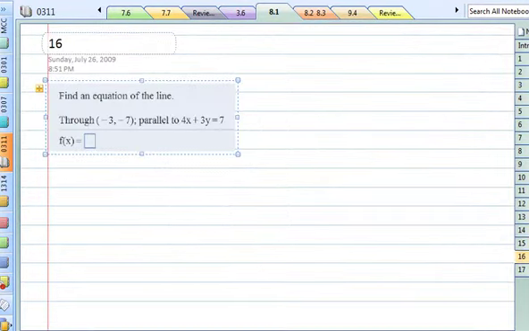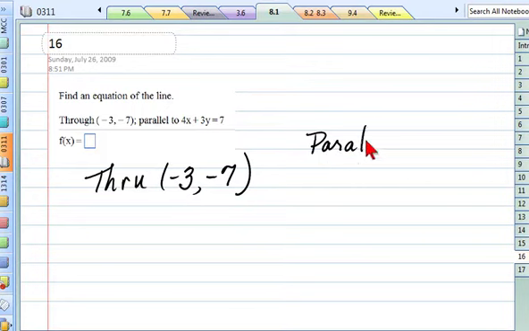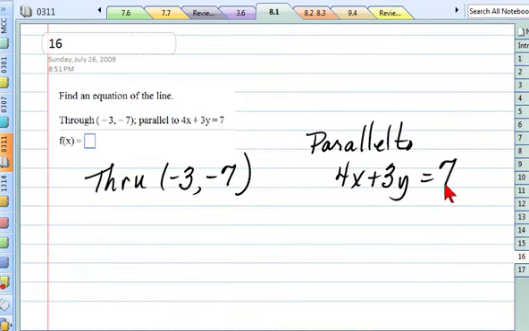All right, let's look at 16. It says find the equation of the line through (-3, -7), parallel to 4x + 3y = 7. When I read that it is through a point, I am immediately thinking that that will be my x1, y1. I go to the information about parallel, and that's where I'm going to get the information about the slope. Okay.